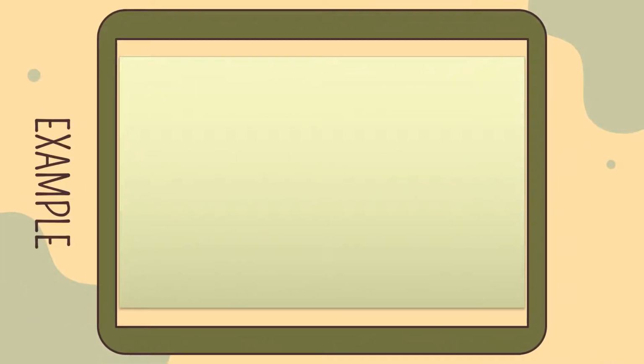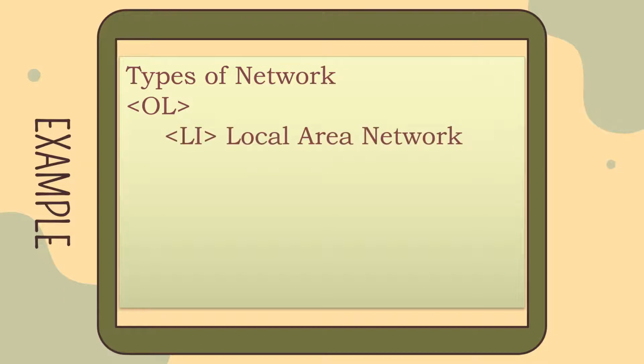Let's understand the use of OL tag with the help of an example. Here I'm going to display types of network on a web page. For that purpose, I'm going to start with the ordered list by typing the OL tag. OL tag, it will start the numbered list. After that, each list item will be defined by using the LI tag.